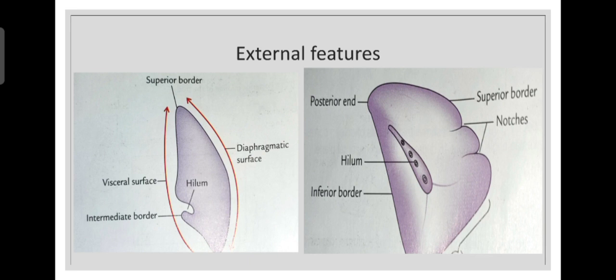Intermediate border. It is rounded in nature and separates the gastric impression, this is the gastric impression, from the renal impression. Lower to the intermediate border is present the renal impression. So it separates the gastric impression and renal impression on the visceral surface. This is the intermediate border.